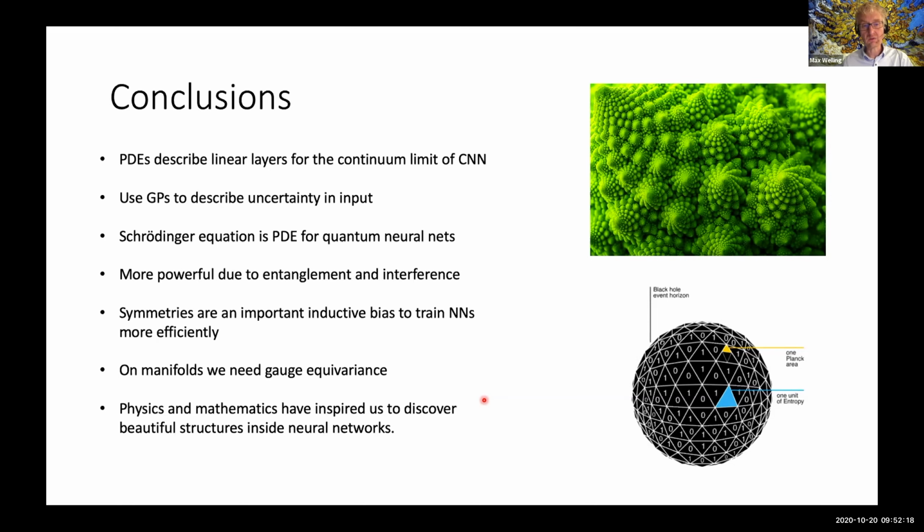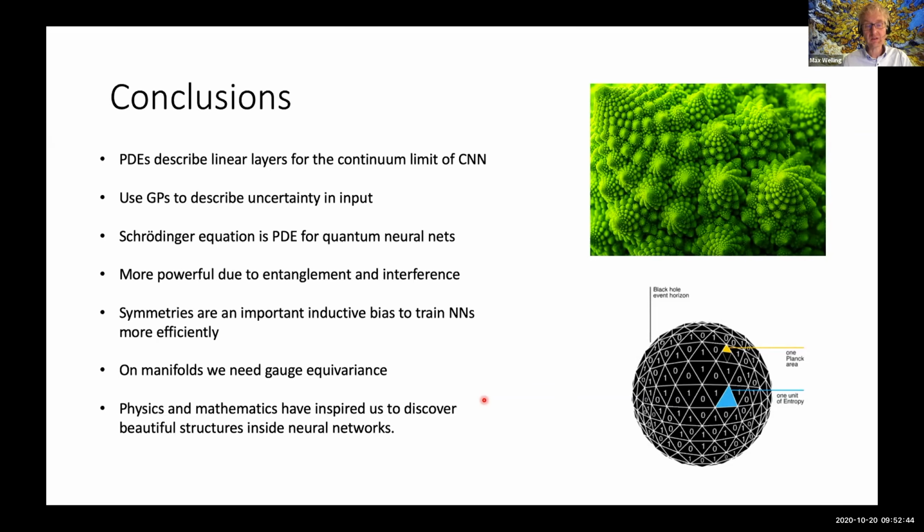It also segues nicely into quantum neural nets because the Schrödinger equation is a PDE after all. It's just a bit different because you now have to work in a different space, which is the tensor product space. We've looked at qubits. For now, we're also looking at more elaborate signals, continuous signals. And you find that in a quantum computer, you can sort of leverage these phenomena which you do not have in classical neural networks, like entanglement and destructive interference.